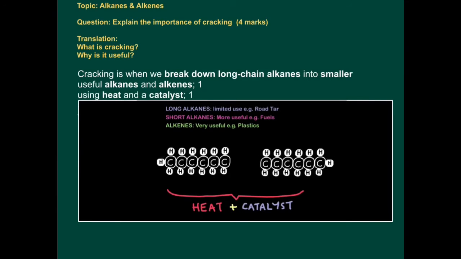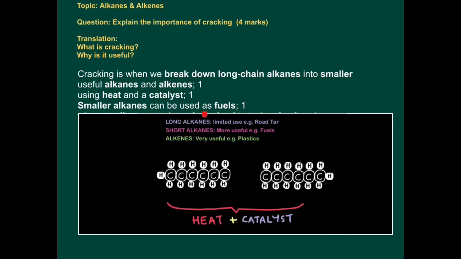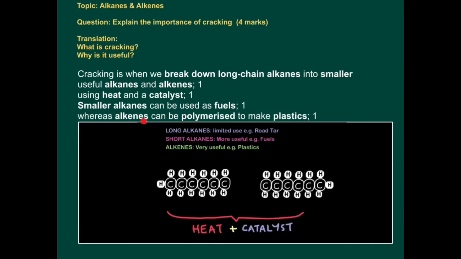For this to be possible, we must use heat and a catalyst. A catalyst is anything we add to a reaction which speeds it up, but the catalyst itself doesn't get used up in the process, so it can be reused. Smaller alkanes can be used as fuels, so that's more useful than a long chain alkane. Whereas alkenes can be polymerized to make plastics.